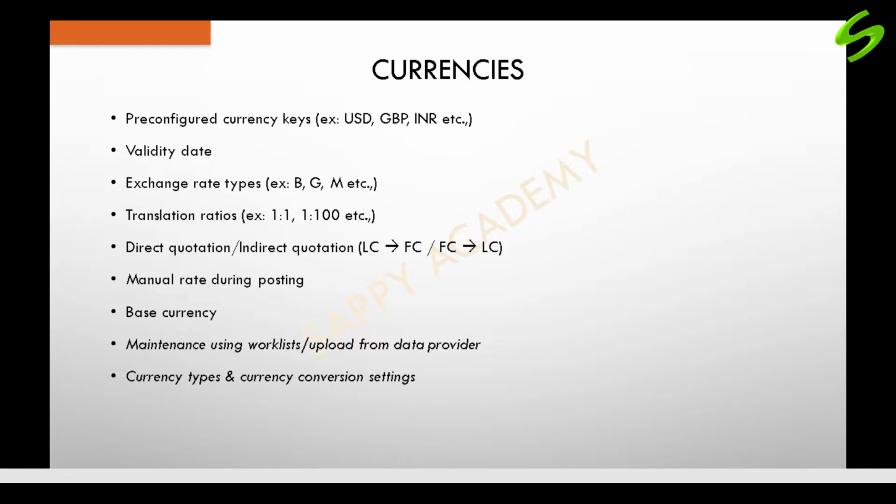The terms direct and indirect quotation define how the currency translation rate is maintained. With direct quotation, 1 unit of foreign currency is translated to the local currency. For example, let's say our local currency is USD and foreign currency is EUR. Then 1 euro buys 1.11 USD. If we use indirect quotation, it will be the opposite. That is, $1 buys 0.9 euros.